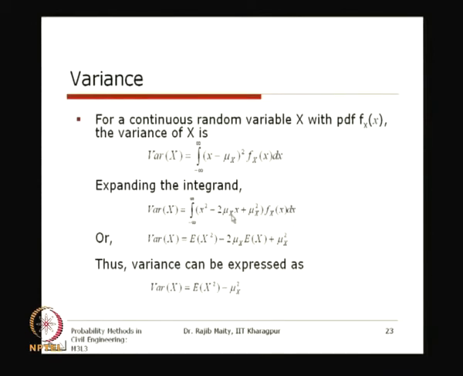So, this is already known, this is a constant. So, the 2 mu x can be taken out. So, 2 mu x multiplied by the integral of x fx dx. So, x fx dx is nothing but the expected value of x, plus this is again a constant, so plus mu x square. Now, after doing this, again the expected value of x is mu x. So, minus 2 mu x square plus mu x square. So, this is E of x square minus mu x square. So, variance can also be represented like this.